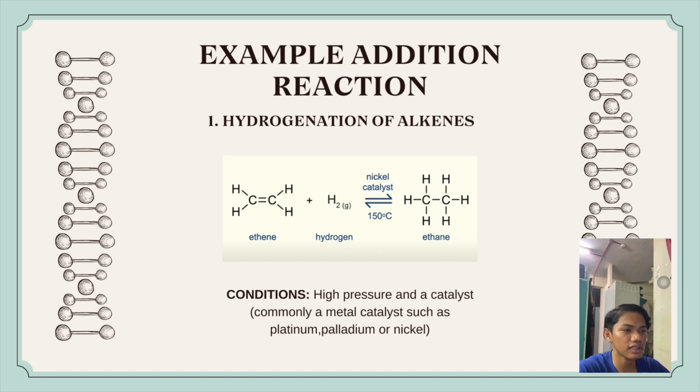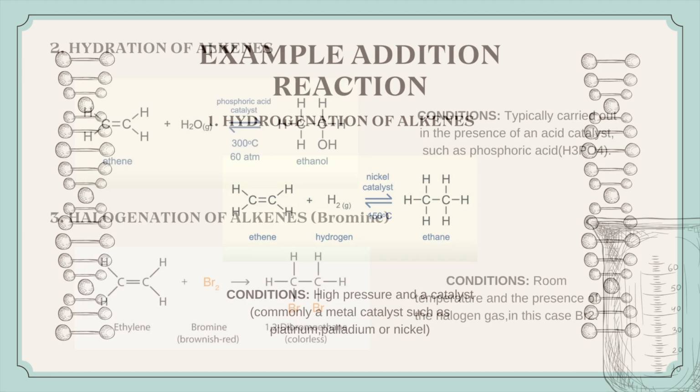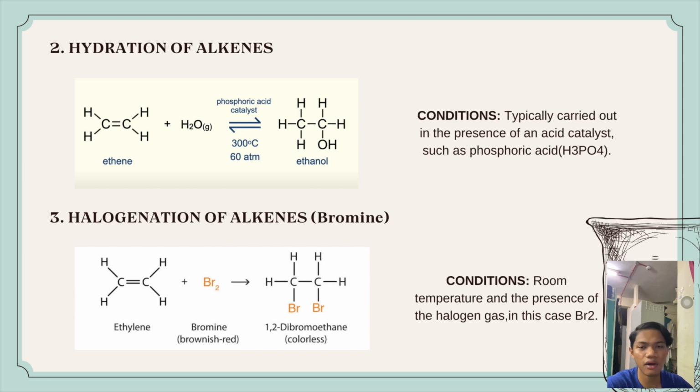Moving to the next one is hydration of an alkene. Hydration is the addition of water to an alkene, forming an alcohol. For this reaction, ethene reacts with water in the presence of an acid catalyst, which is phosphoric acid. The double bond in ethene breaks, and a hydrogen atom attaches to one carbon, while a hydroxyl group joins the other. As a result, ethanol is produced. This reaction happens at room temperature.